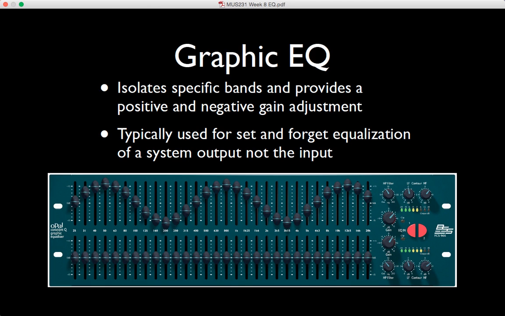You'll set it, forget it. You'll never touch it again. Unless you need to fix it. The other thing that these are great for is feedback elimination on a live stage.